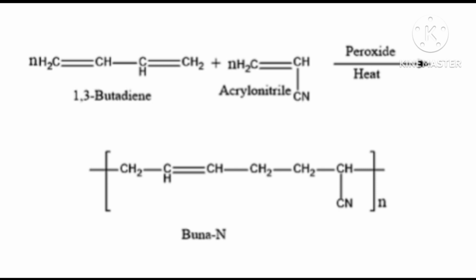Acrylonitrile, I told you, is an ethylene molecule from which one H goes and at its place CN joins. The CH2 double bond of ethylene remains, but H goes and CN joins. This is called acrylonitrile. Suppose this is also in n number. Now both will join. Where will it join?